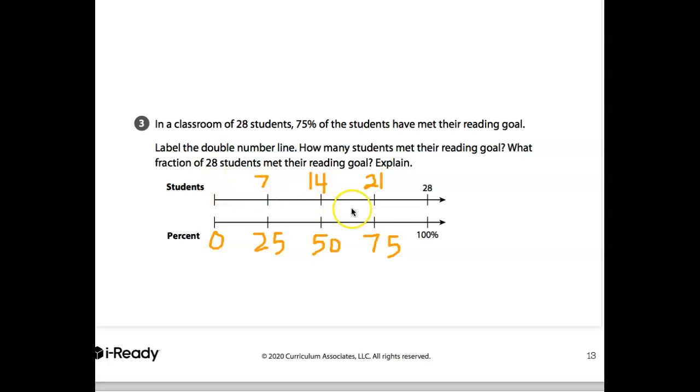Okay, so let's see, it asks us what fraction of 28 students met their goal. So we can write that as 75 over 100. 75% is the same as 75 hundredths. And when we reduce that, dividing the top and the bottom by 25, because that's the number that goes into both of them, we get 75 divided by 25 is 3, and 100 divided by 25 is 4. So 3/4 of the students have met their reading goal.